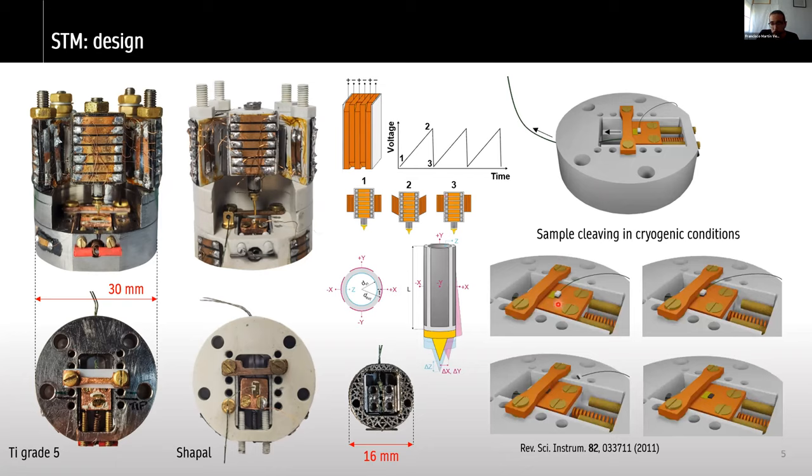With layered samples, we typically glue a piece of alumina on top of the sample, and we place a copper bar here so that when we pull in this direction, the alumina hits the copper bar and the sample gets exfoliated. And if we are dealing with harder samples, we can substitute the copper bar by a blade, and we can directly cut the sample, leaving clean surfaces to explore.